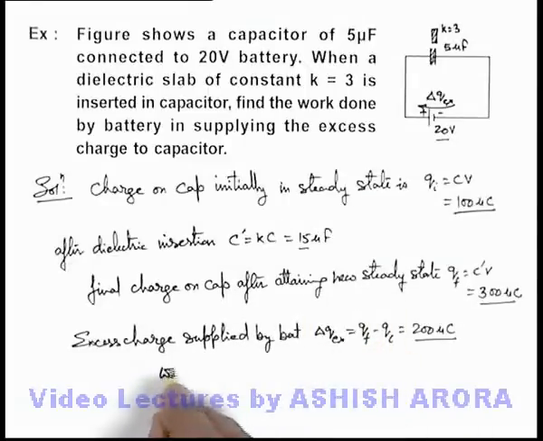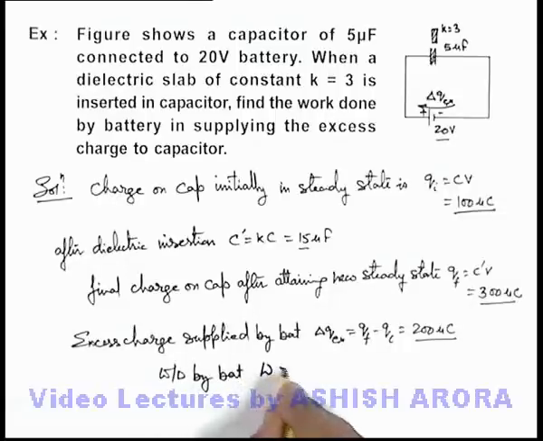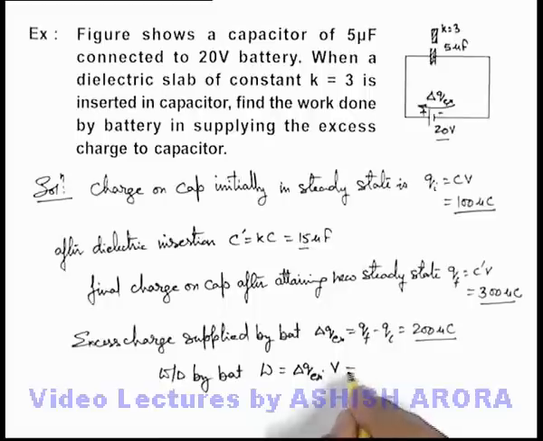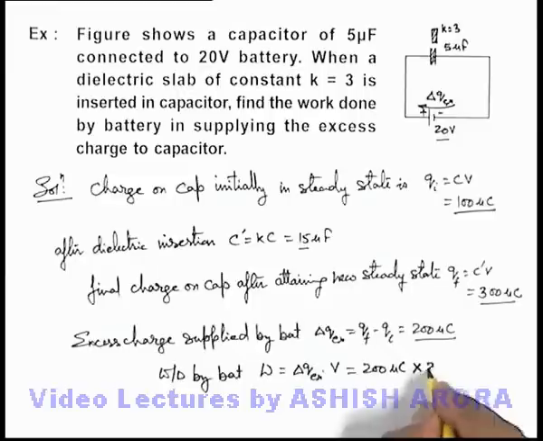So we can directly calculate the work done by battery as W is the amount of charge which is flown through the battery multiplied by the battery potential difference. So this will be 200 microcoulomb multiplied by the battery voltage, that is 20 volt. So this will be, you can see 4000 microjoule, or it can be written as 4 millijoule. That will be the answer to this problem.